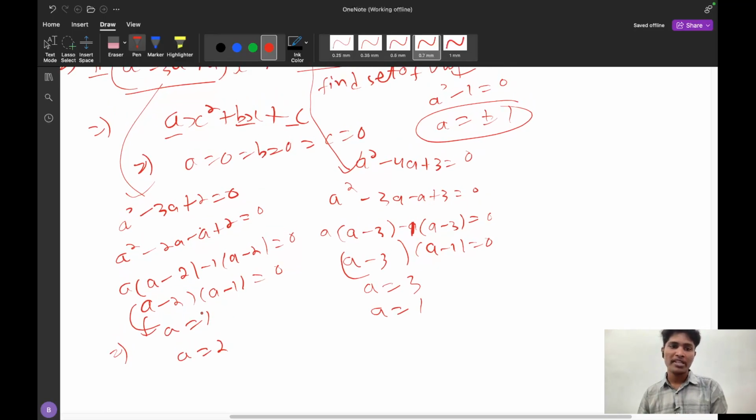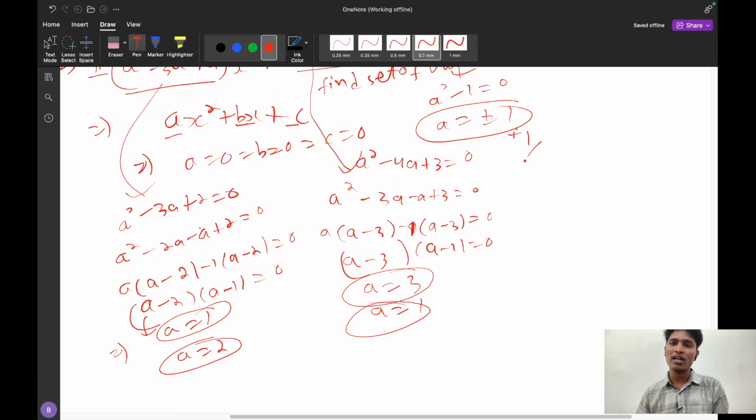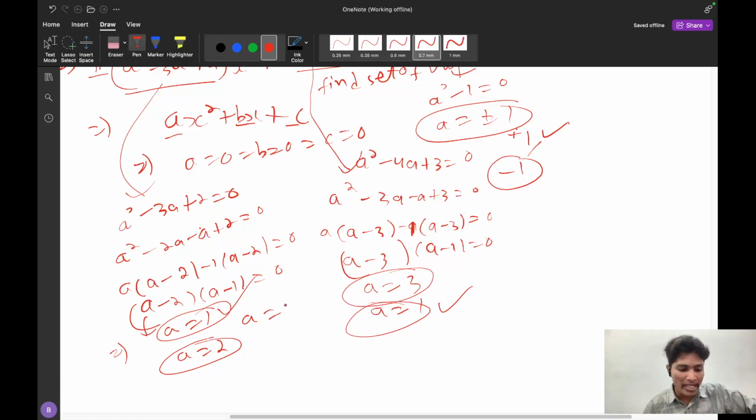If you observe, here I got a equal to 1, a equal to 2. Here I got a equal to 3, a equal to 1. Here I got a equal to plus or minus 1, that is a equal to 1, a equal to minus 1. So what common value of a satisfies the entire equation? That is a equal to 1. So a equal to 1 is the value, because it should be a common value, not an independent value. If 3 appeared in only one set, 3 would not be a value of a in the solution set. But it is not like that. You have to understand.